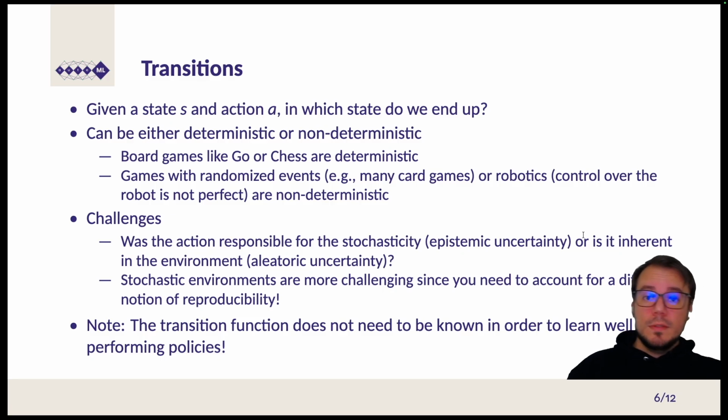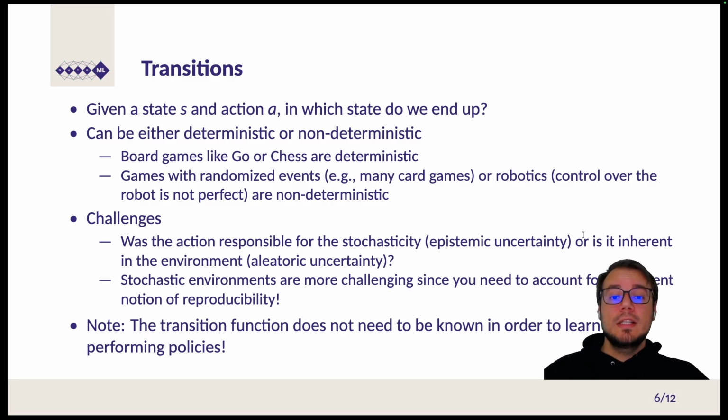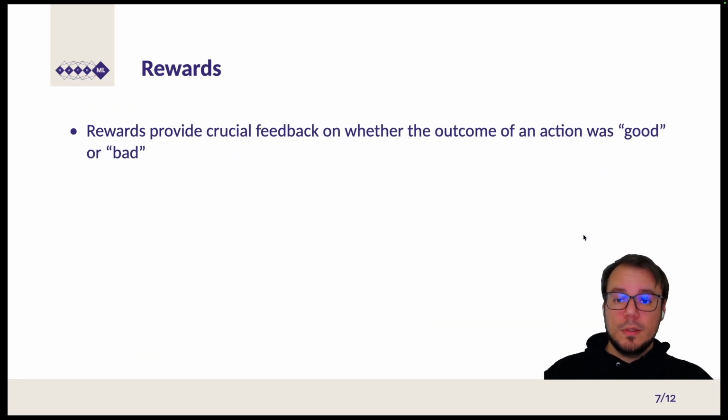But important, right, for reinforcement learning, we do not need access to the transition function. We do not need to know it in order to learn well-performing policies. And we will see an example of not having access to the transition function in the remainder of this unit. Now, rewards are really crucial for reinforcement learning as they provide the feedback that we need to learn.